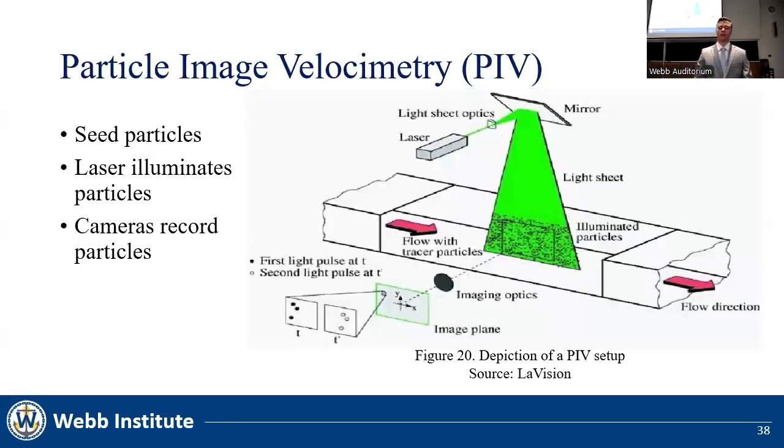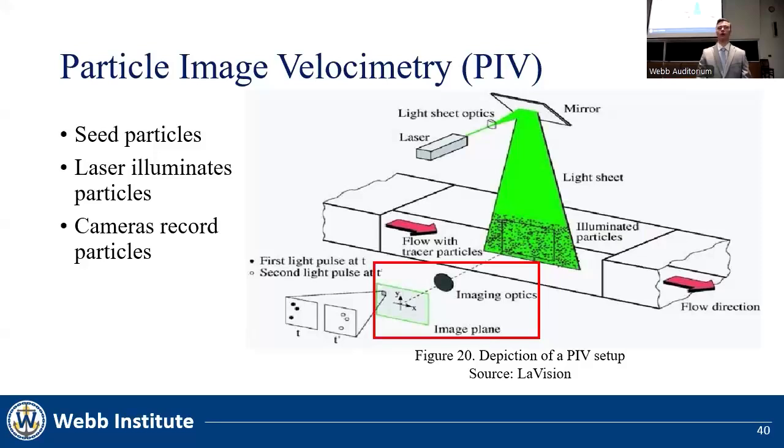Thank you, Jeff. Particle image velocimetry, or PIV, is a method used to obtain the velocity field in a fluid. The figure shows a typical PIV setup. Seed particles are introduced into the flow and are illuminated by a laser. These particles are neutrally buoyant glass spheres and are so small that they look like a powder.